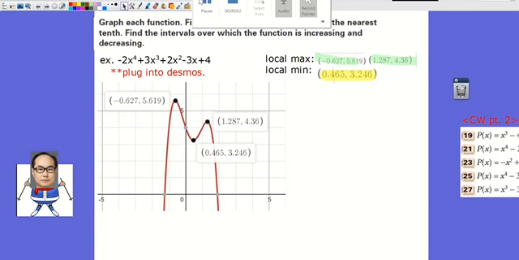Okay, so yesterday I taught you guys how to find local min and local max. You just literally plug it in Desmos, and whatever is the top of your hill, whatever is here, let me pull that up then.